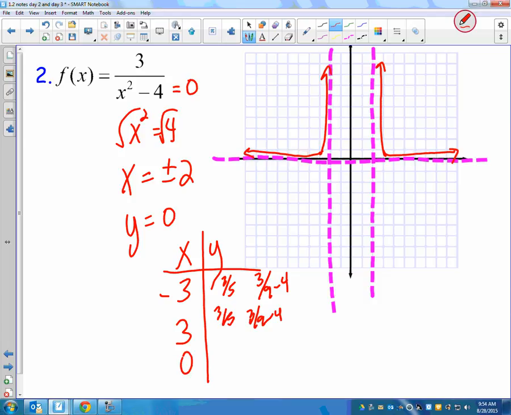I'm just going to pick some numbers here. I'm going to pick 0, and if I pick 0, I think I just get negative 3/4. Negative 3/4, something like right there. I'm probably going to pick both 1 and negative 1 to see what's happening. Make a new XY chart over here. Or maybe the fact that it's x squared over there, you know what's going to happen here.